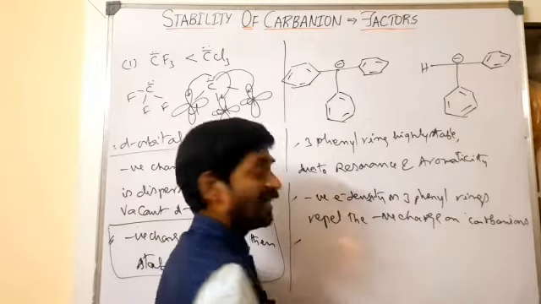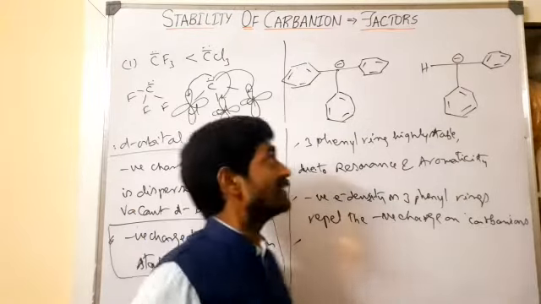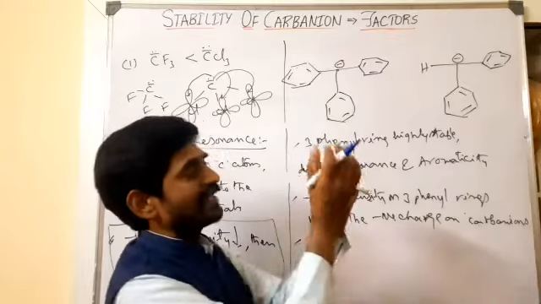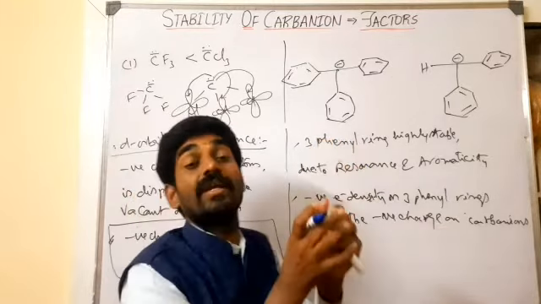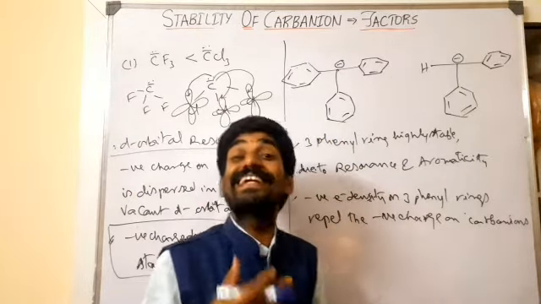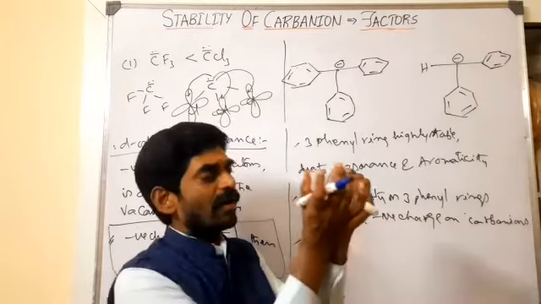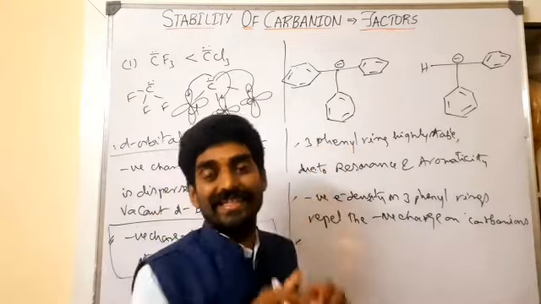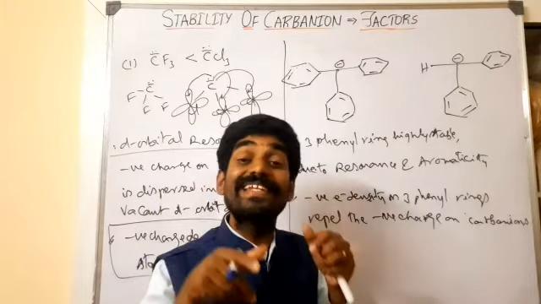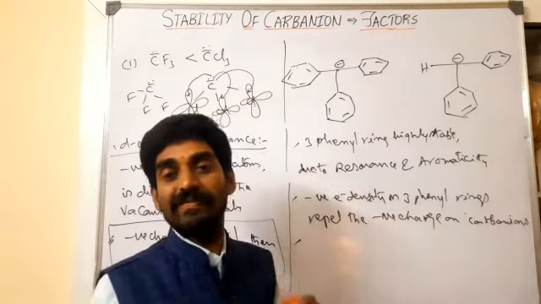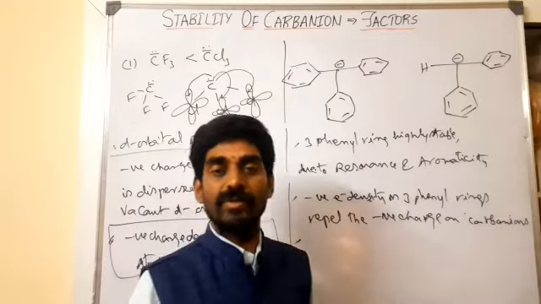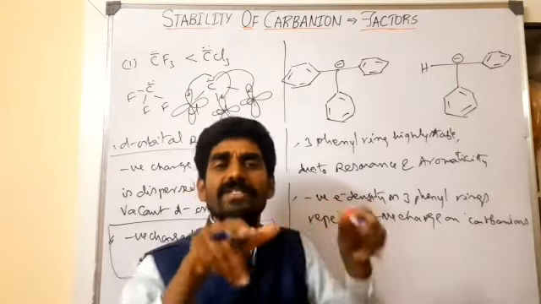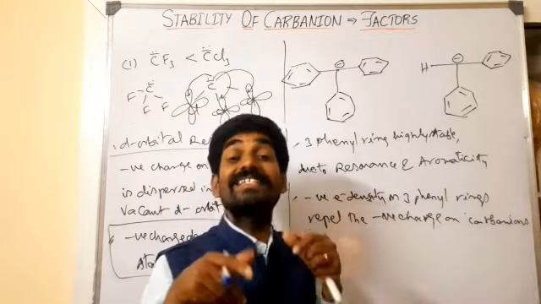And one more reason is here. The three phenyl rings are accumulated here. They occupy more space, so there is crowdiness. This is called steric hindrance. So dispersal of charge does not take place much. The crowdiness increases, and that's why this is called steric hindrance: the bulkiness or crowdiness of the three phenyl groups. Because of that, the dispersal of charge does not take place much.